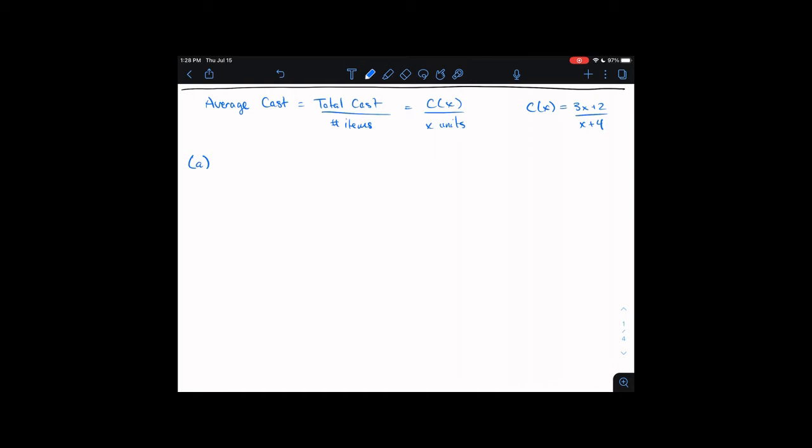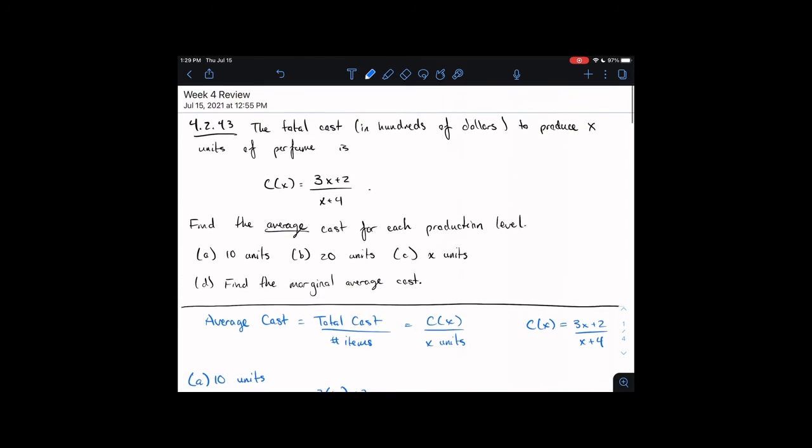So A is 10 units. So we just plug this into our average cost function. This means we do C of 10 over 10 units. This equals (3 times 10 plus 2) over (10 plus 4), and then this is all over 10. This equals about 0.2286.